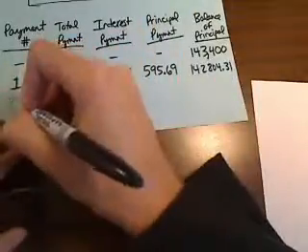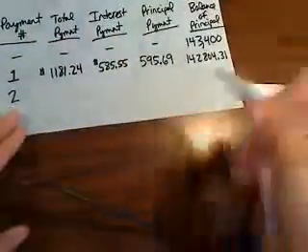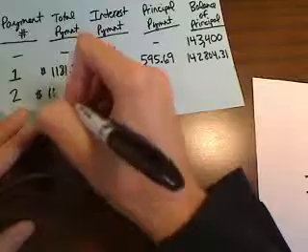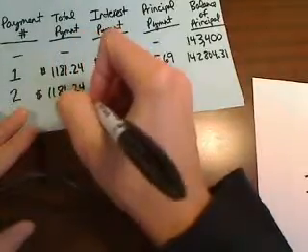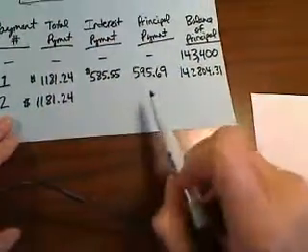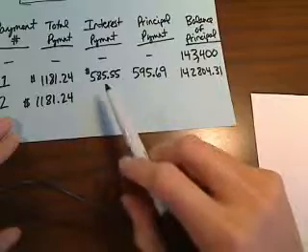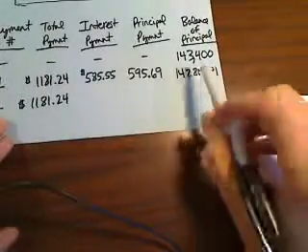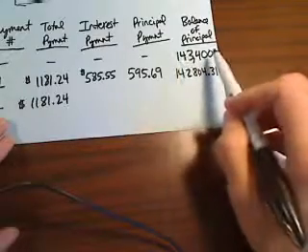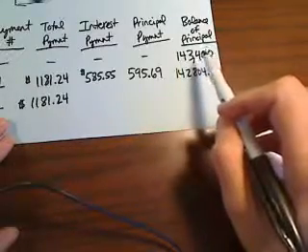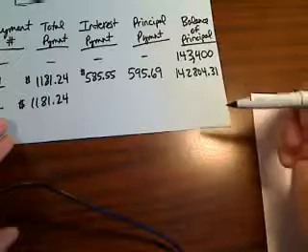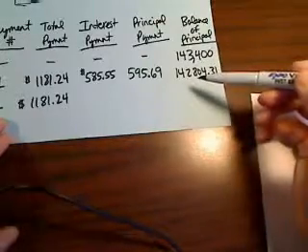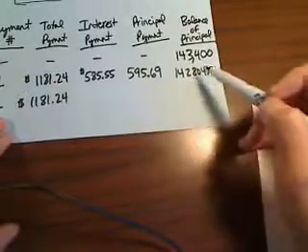Now, to calculate the next line, your total payment is still going to be the same, but your interest and your principal payment is going to change just slightly, and that's because you're going to be paying interest on the remaining balance of the principal. So you're not going to pay interest on this 143 number for the life of your loan. You pay interest on the amount that you actually owe.